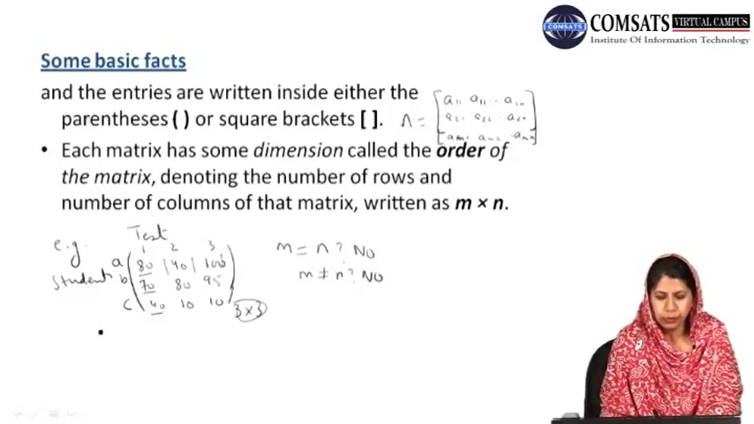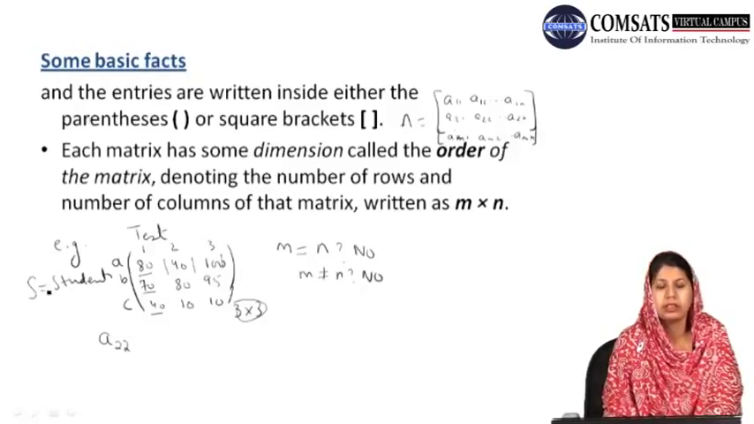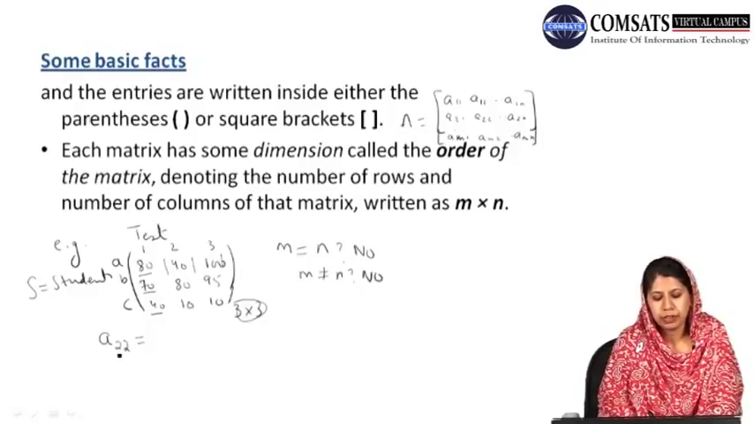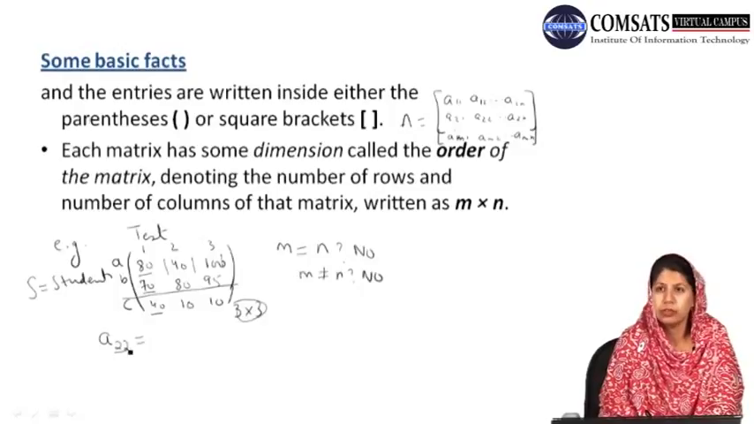Okay. If we want to know the element A22, what is the entry of the element A22 in this given matrix, let's say S, then how can we identify or find the value of the particular element? Now, the first index i is 2 here, which means we have to look in the second row. The second index, the second subscript j is also 2 here, which means that we have to look in the second column. So this entry A22 is 80.